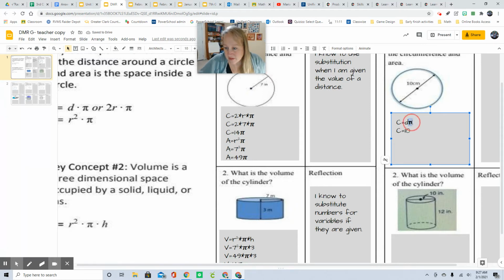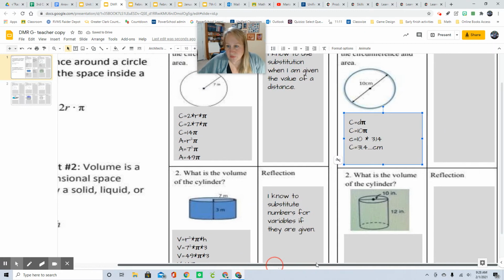And I'm going to copy and paste that too. Control C, Control V. If you were going to multiply that out, C equals 10 times, and it's an approximation for pi, 3.14. Multiplying that, C equals 31.4 centimeters at the end. So there's the answer to that.